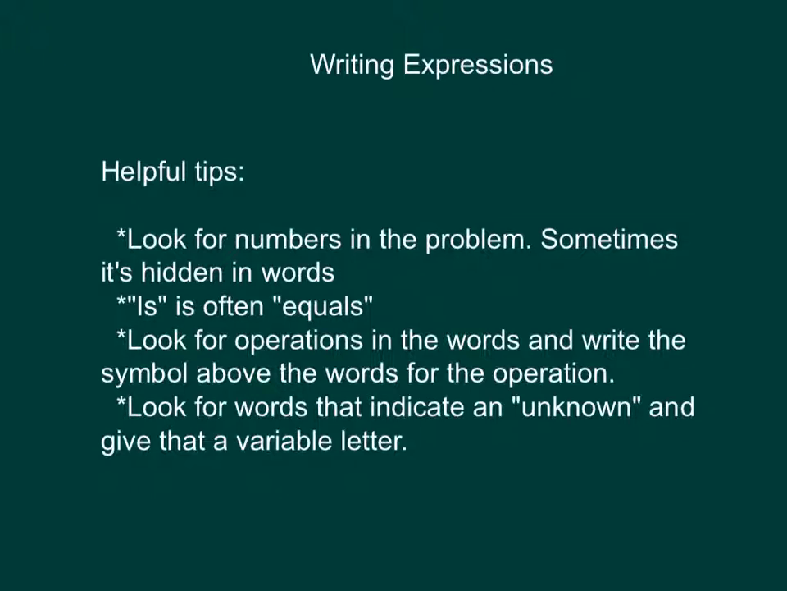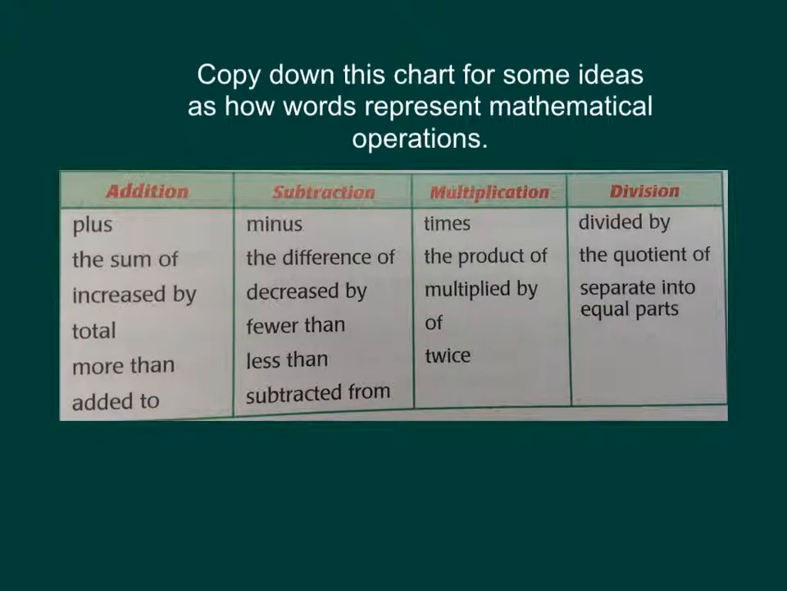Okay, let's look at now a chart of some examples of how operations appear as words. Here's a chart that I'd like you to copy down. It's from one of the textbooks. And you can see here words for addition are plus, the sum of, increased by, total, more than, added to. Now, and then subtraction. I'm not going to read all of them because you can read them.